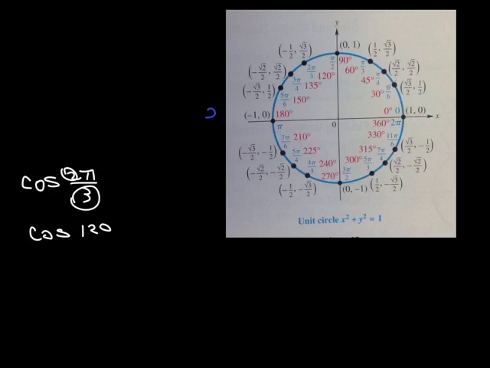120-degree angle is going to be right here, which is a 60-degree. 1, 2, square root of 3. And cosine is negative in that quadrant. And that's going to be adjacent over hypotenuse. And the adjacent is 1, the hypotenuse is 2. And it's negative in that quadrant. Cosine of 120, or cosine of 2 pi over 3, is negative 1/2. Okay?